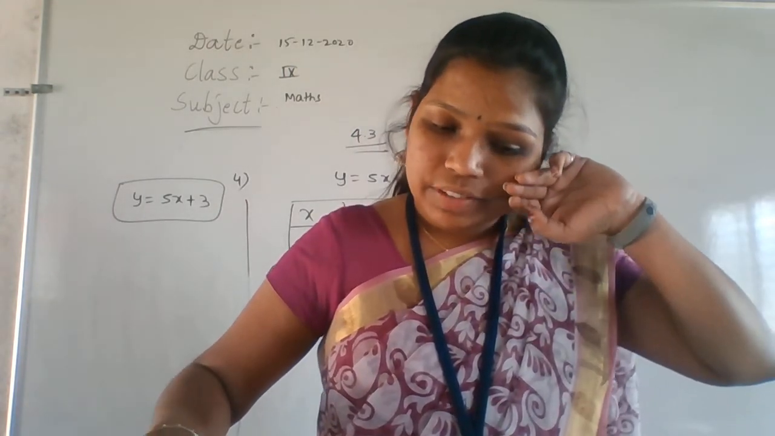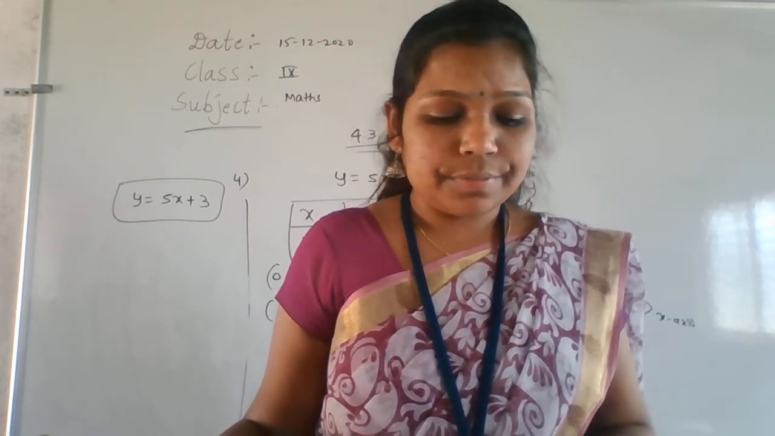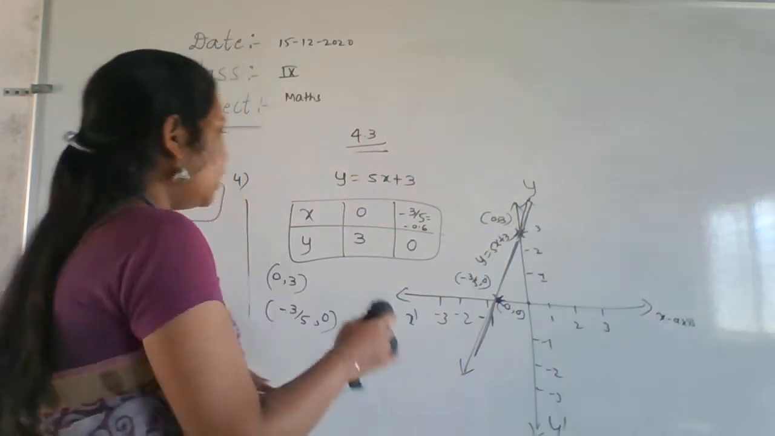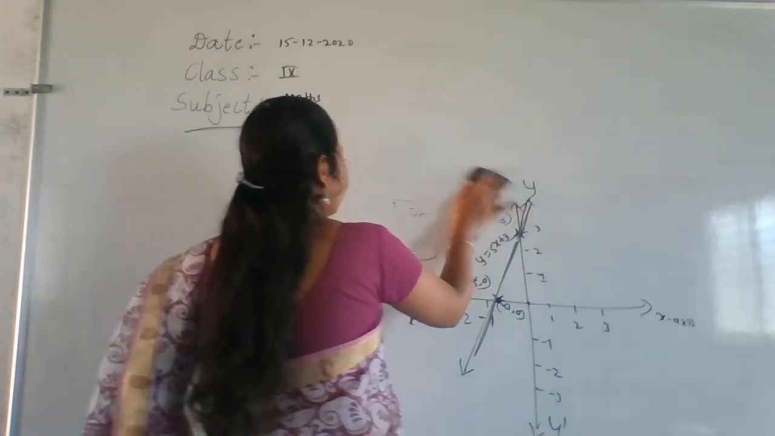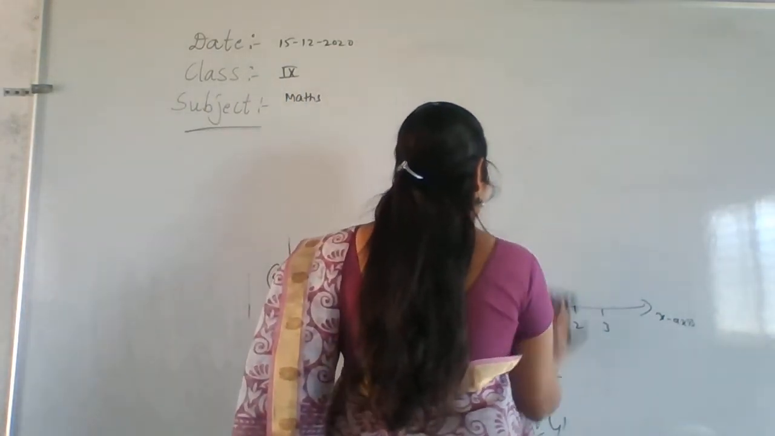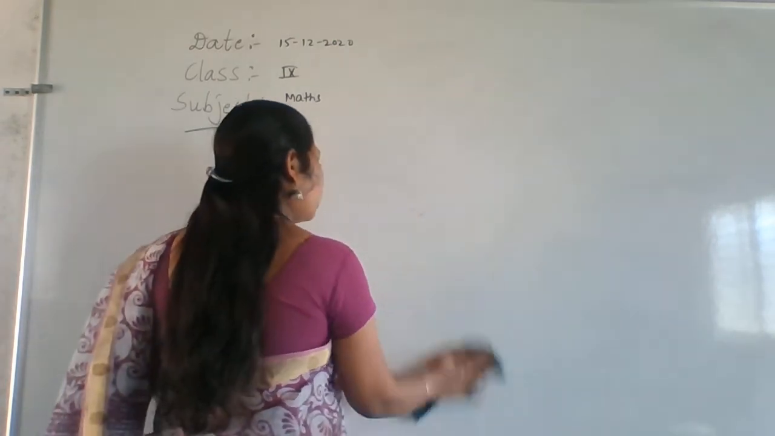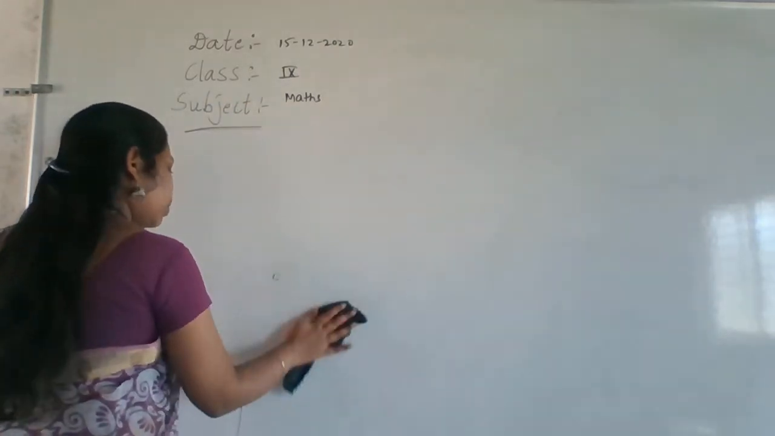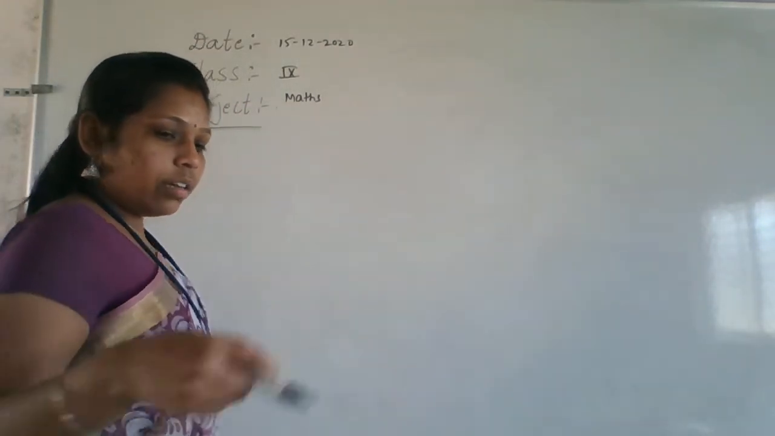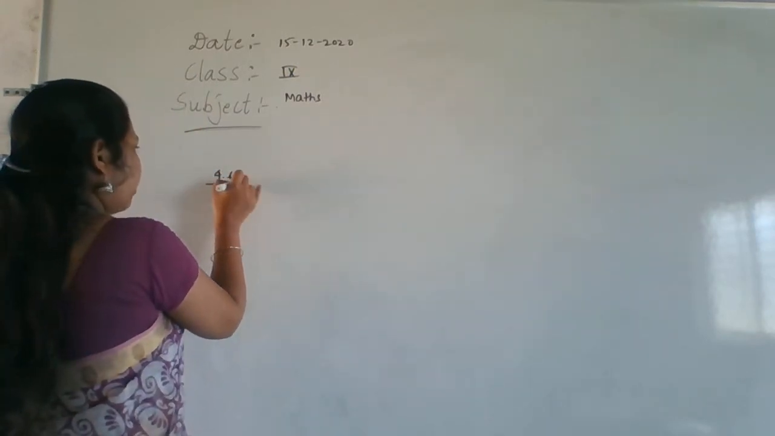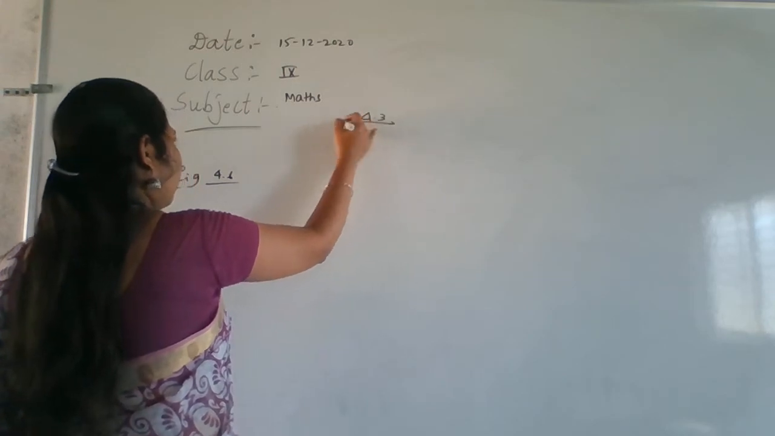From the choices given below, choose the equation whose graphs are given in the figure. They have given some equations here. You have to verify whether these are suitable for that graph or not. For the first figure they have given 4 choices, and for the second figure also 4 choices. First draw the graph, that is figure 4.3, we are solving.